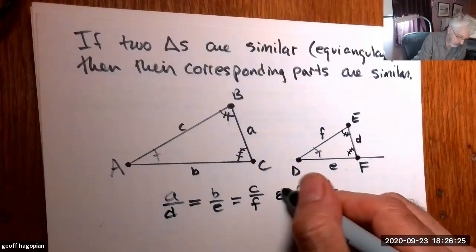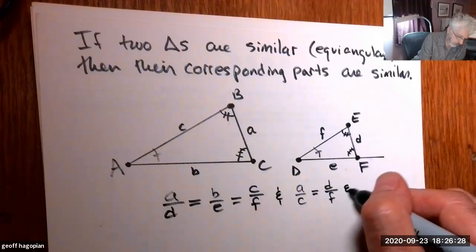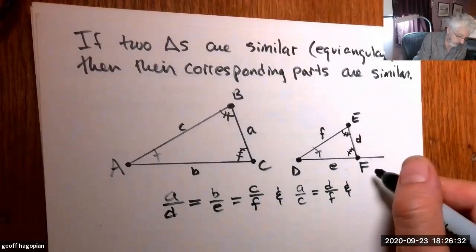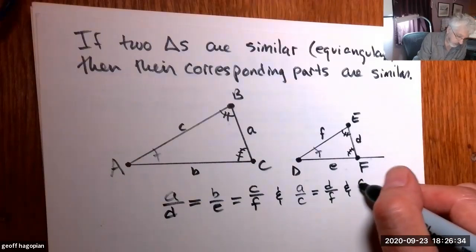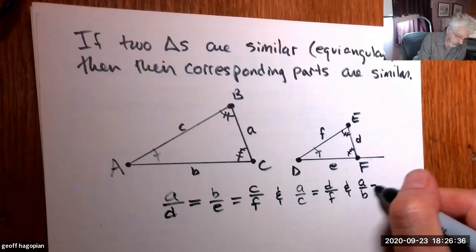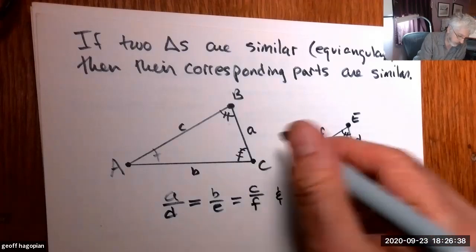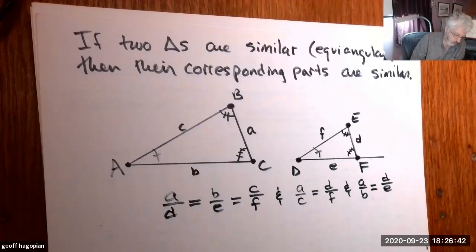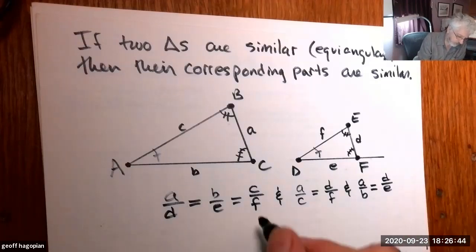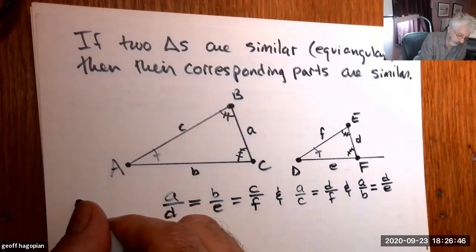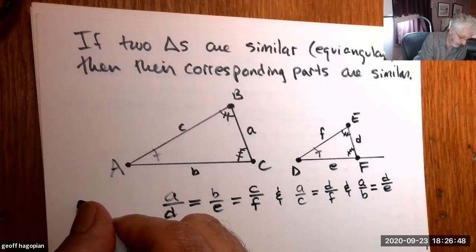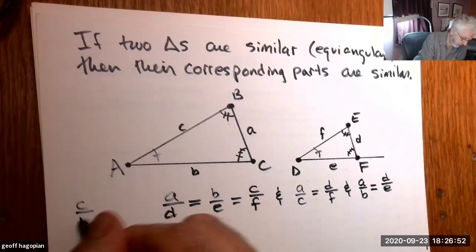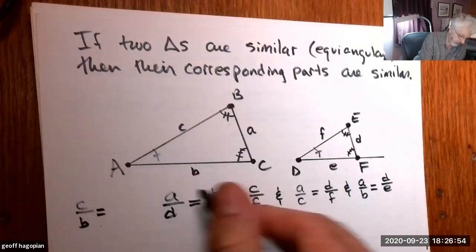All right, so this is another equation we can say. Here's another one. A over B equals D over E. And we could also write, let's write it over here, C over B, I guess. I don't know, there's a lot of different ways of writing ratio sides. So C over B is the same as F over E.